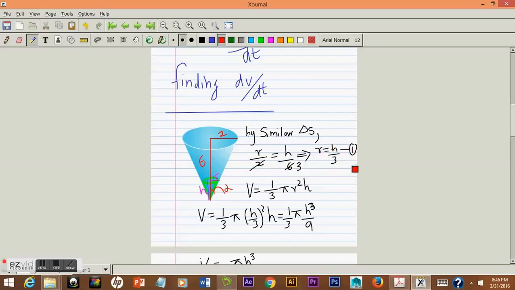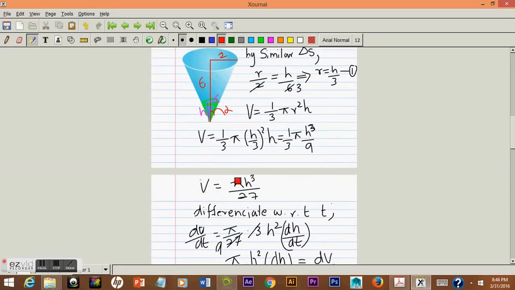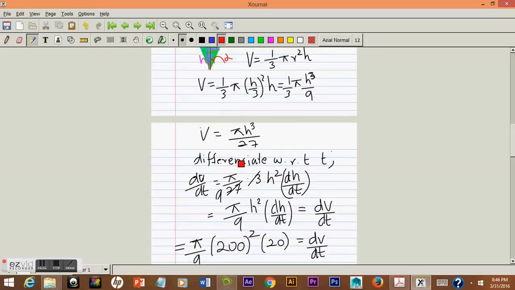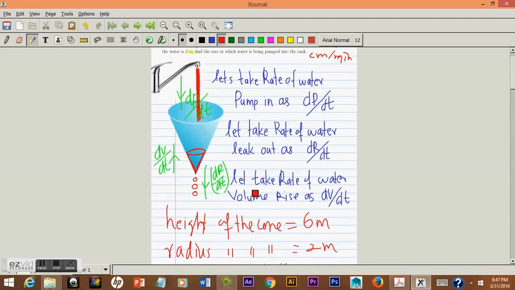Then I wrote the expression for the volume. Volume of the cone is equal to 1 over 3 pi r squared h. For r squared I substitute h by 3, and I get 1 over 3 pi h cube over 9. After simplification, v is equal to pi h cube over 27. Then I differentiate with respect to time. dv by dt is equal to pi over 27 into 3 h squared dh by dt, because it's an implicit differentiation, and again pi over 9 h squared into dh by dt.